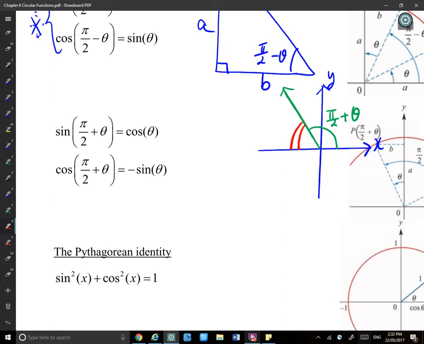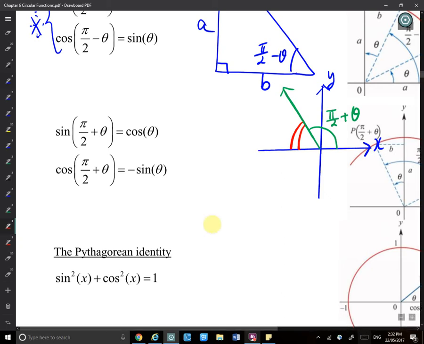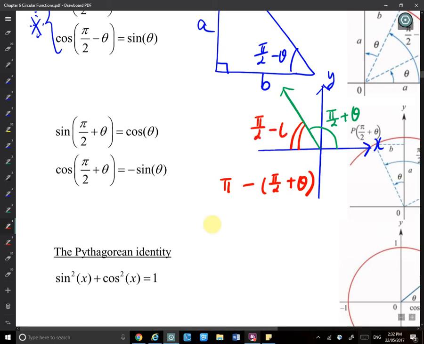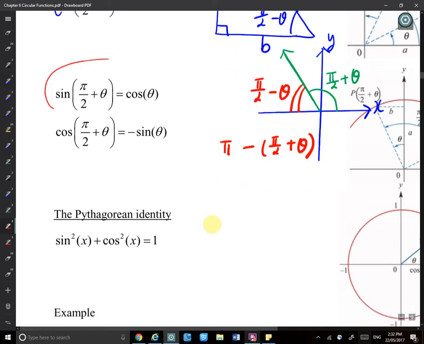What do you think this one is? The whole thing is pi minus that angle. What does that give you? Pi over 2 minus theta. Okay? The reference angle is pi over 2 minus theta. It's an acute angle. So let's have a think of this formula.